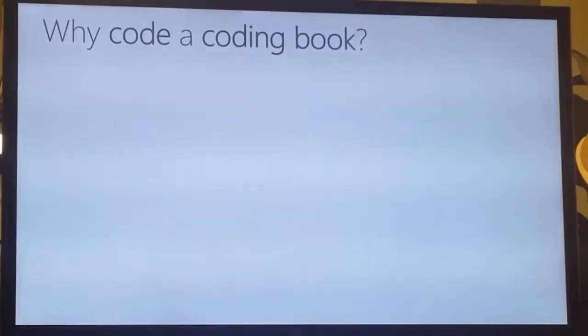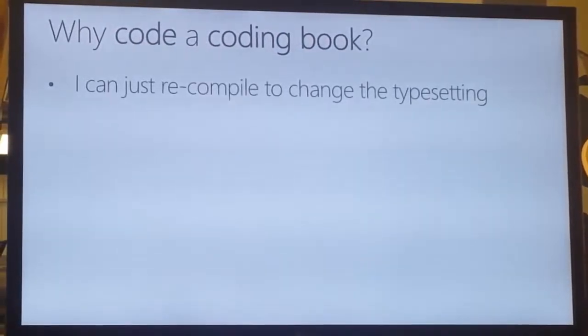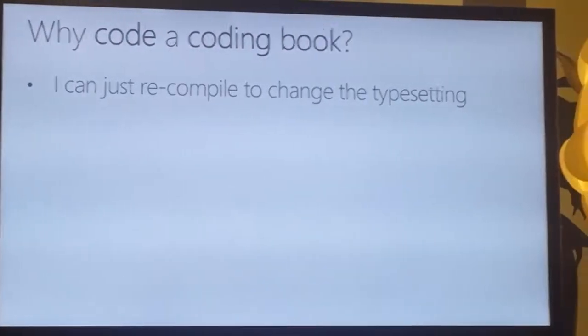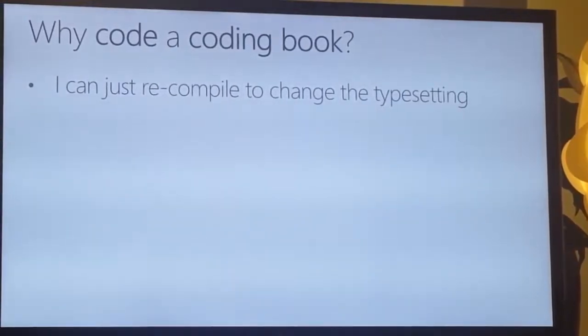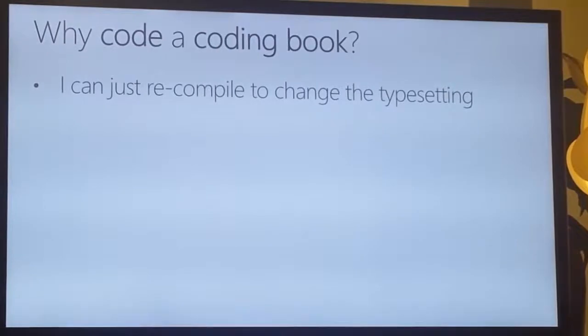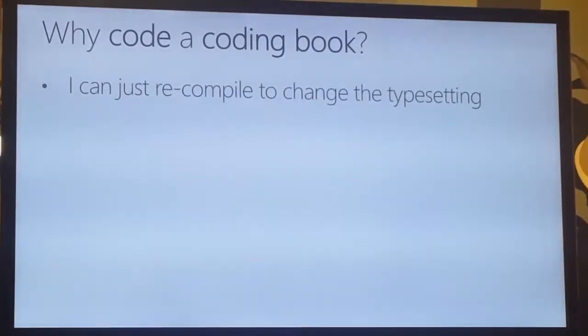So, do I even need to ask why you would code your own coding book? To me it's quite obvious, because you can just recompile it whenever you want to change something. If you want to go back in Word and let's say that you have a lot of code samples. In a coding book there's hundreds of code samples. And let's say that when I've written chapter 10, I've started to write about asynchronous programming. And there's no highlight for the async keyword.